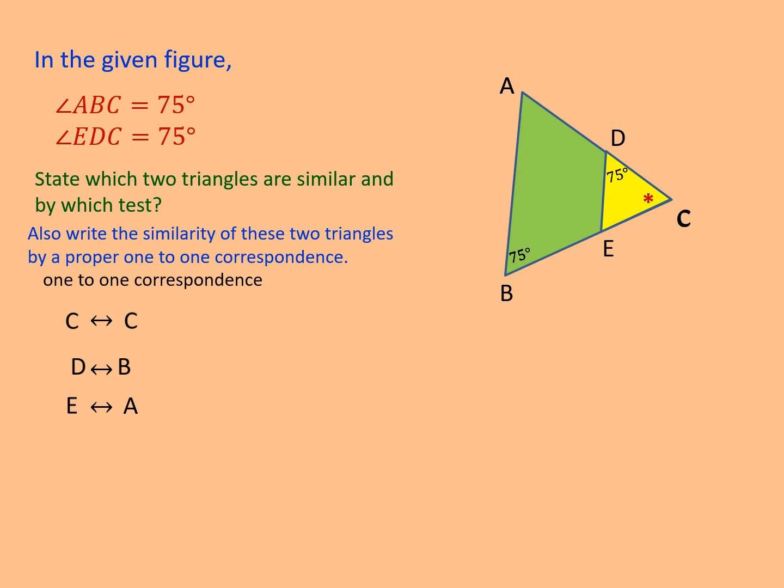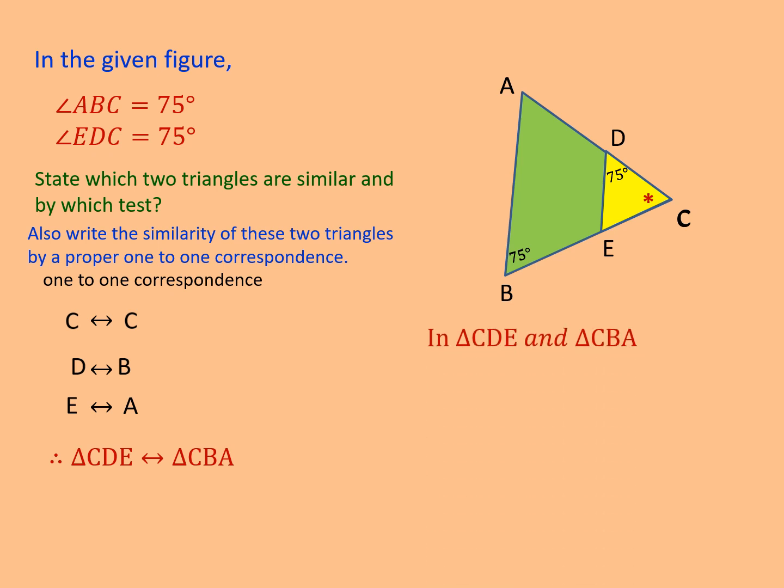Keeping this in mind, we get triangle CDE, the yellow triangle, corresponds to triangle CBA. So these two triangles have one-to-one correspondence between them. Once we know this, we can prove them similar.